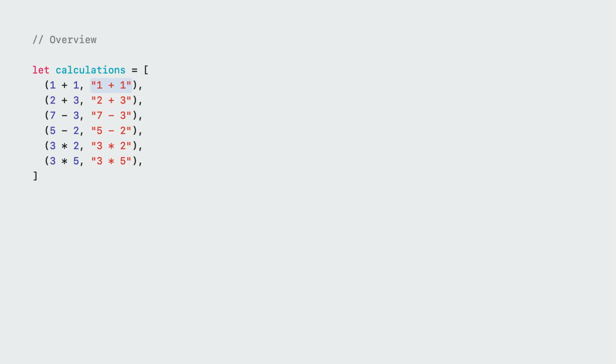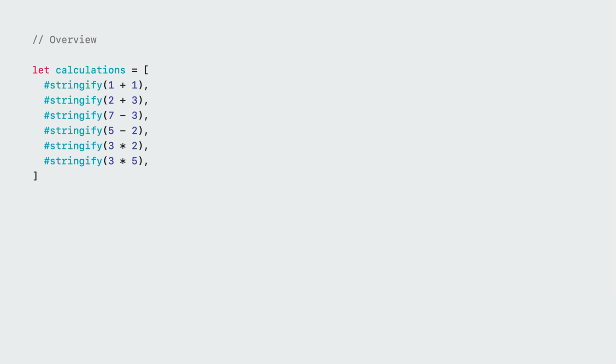Luckily, with Swift 5.9, we can define a stringify macro to simplify this. This macro also happens to be the one that is included in Xcode's template. The stringify macro only takes the calculation as a single parameter. At compile time, it expands to the tuple that we saw before, guaranteeing that the calculation and the result match. So how does this work? Let's take a look at the definition of the macro itself.